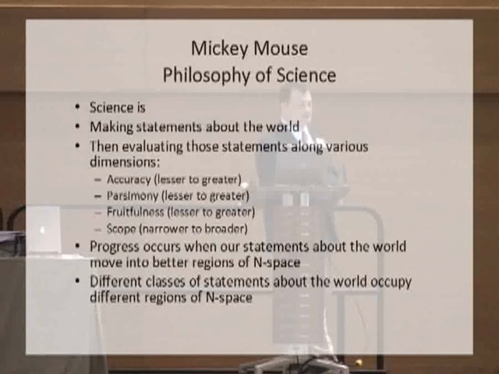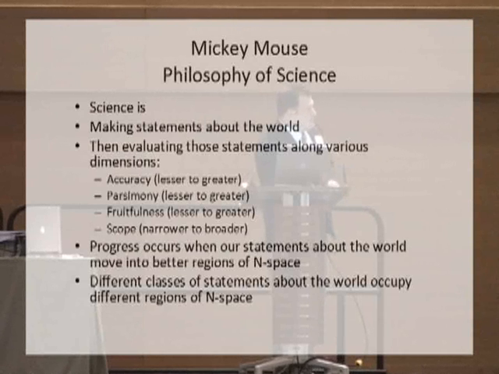Accuracy. Statements can be accurate, statements can be inaccurate. Most accurate statements that we can make sometimes are equations that make point predictions. Statements can vary in their parsimony, how complex they are, from less to greater complexity. Statements can vary in their fruitfulness. Do they lead to new research, or are they barren? Statements can vary in their scope. How many phenomena can your statement explain? How many phenomena can it predict or handle?